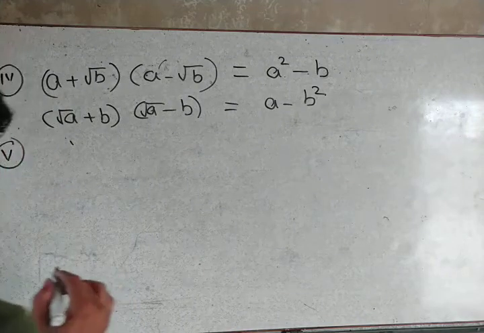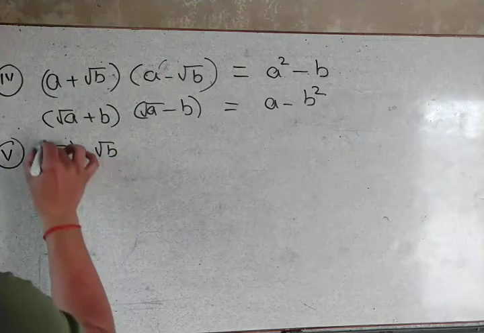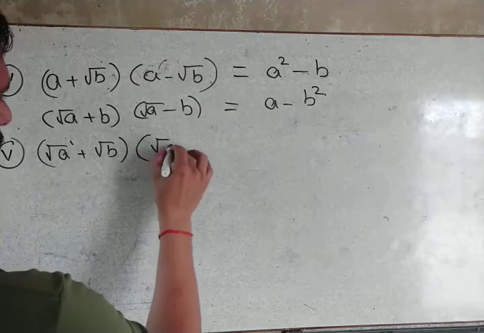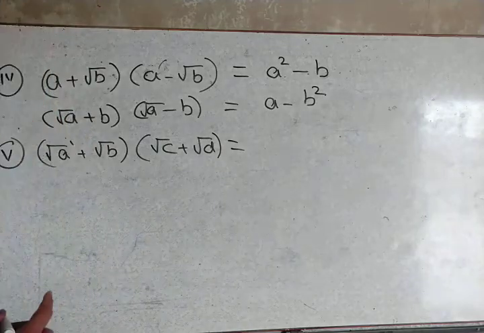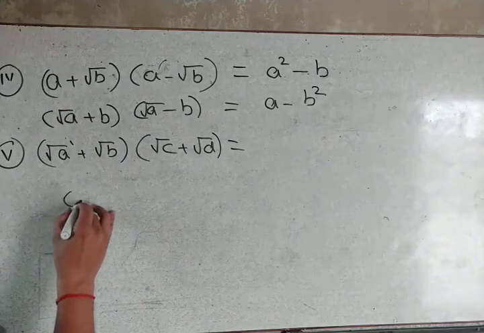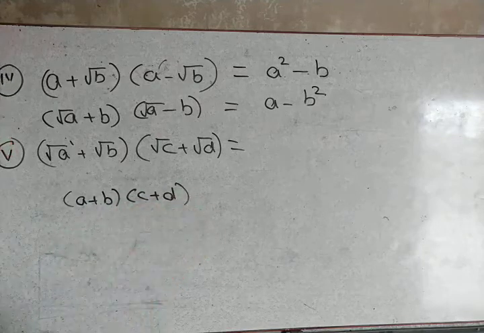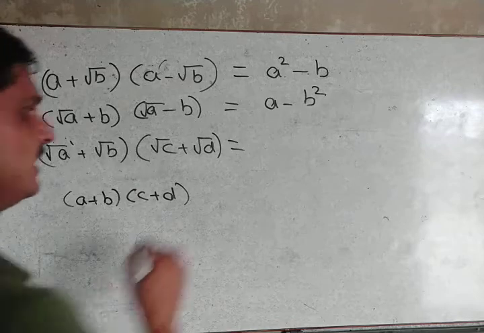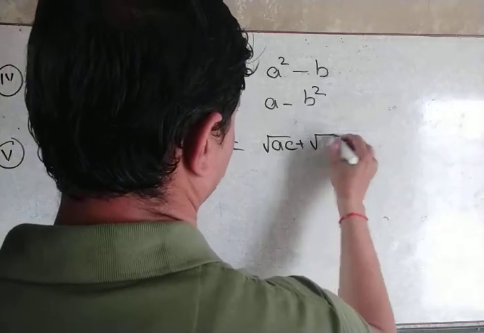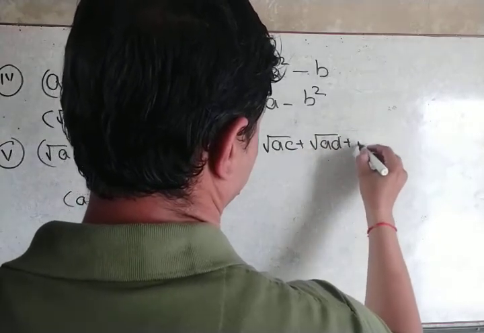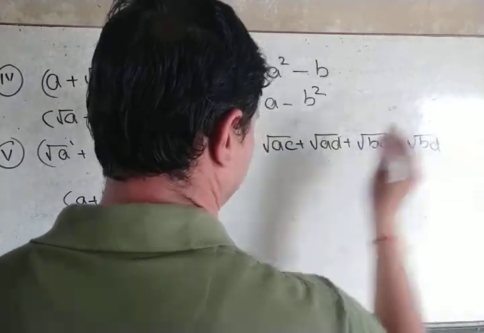fifth one, if you have got root a plus root b and root c plus root d, then you have done this thing in previous classes, which is a plus b, c plus d. I am writing the actual result, and what you will get? You will get AC, AD, BC, BD. Okay.